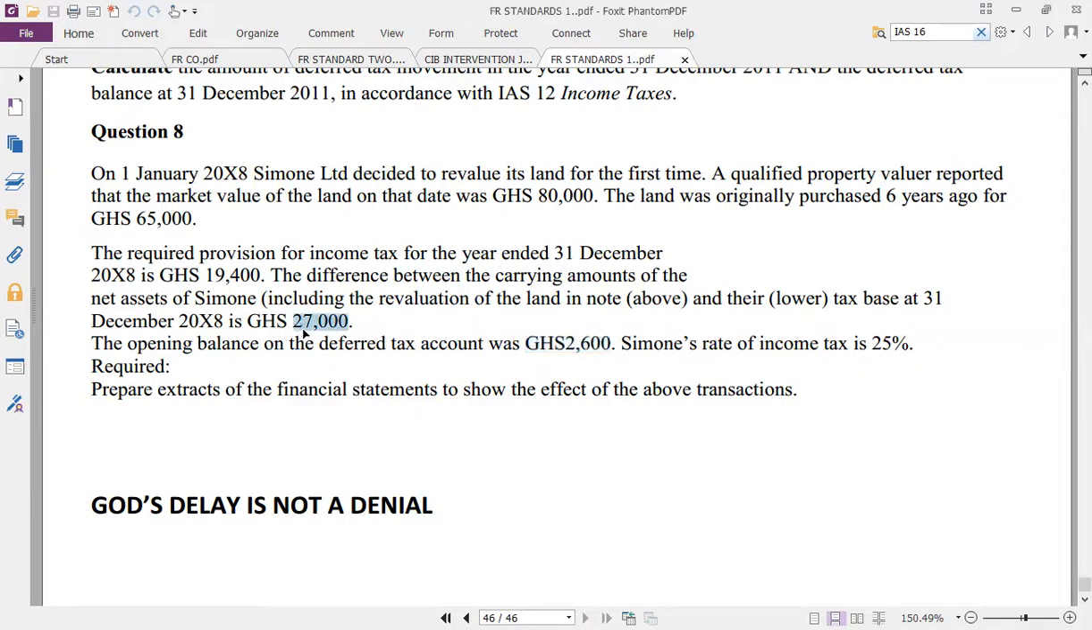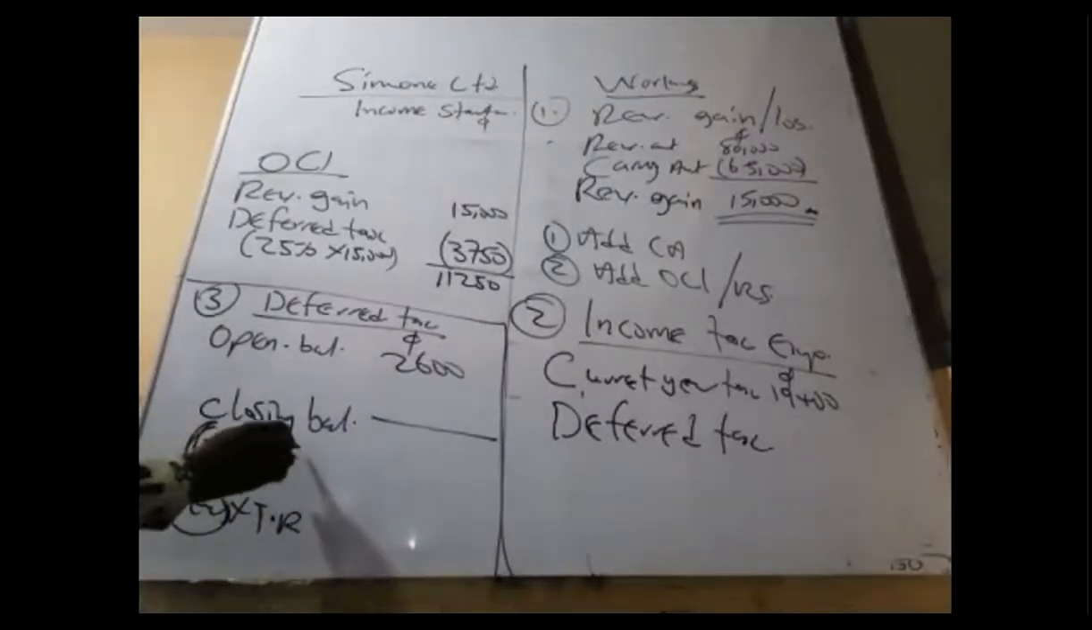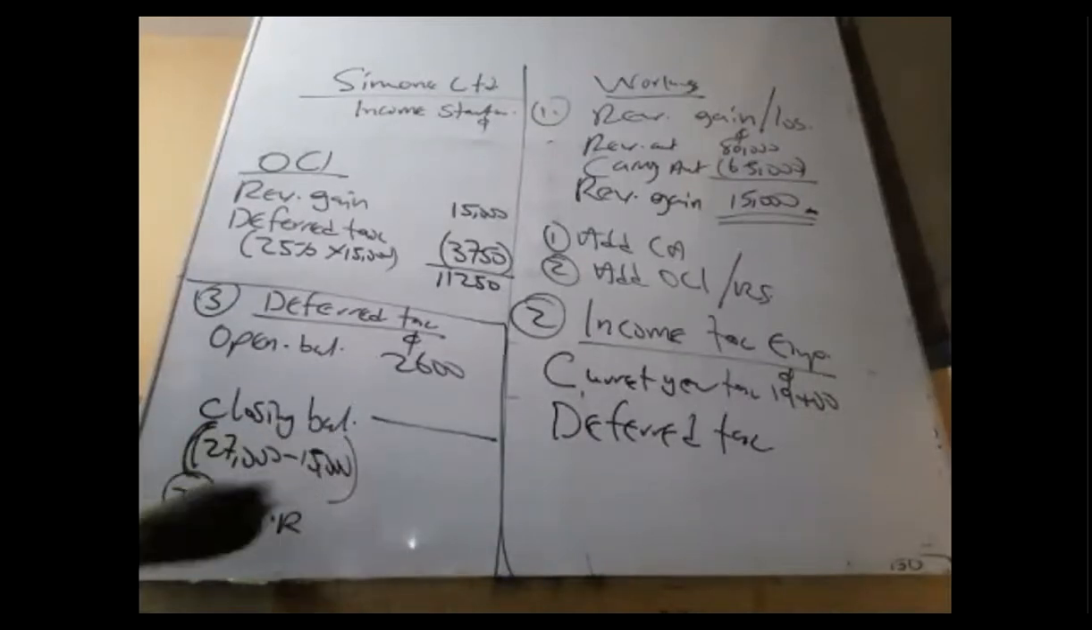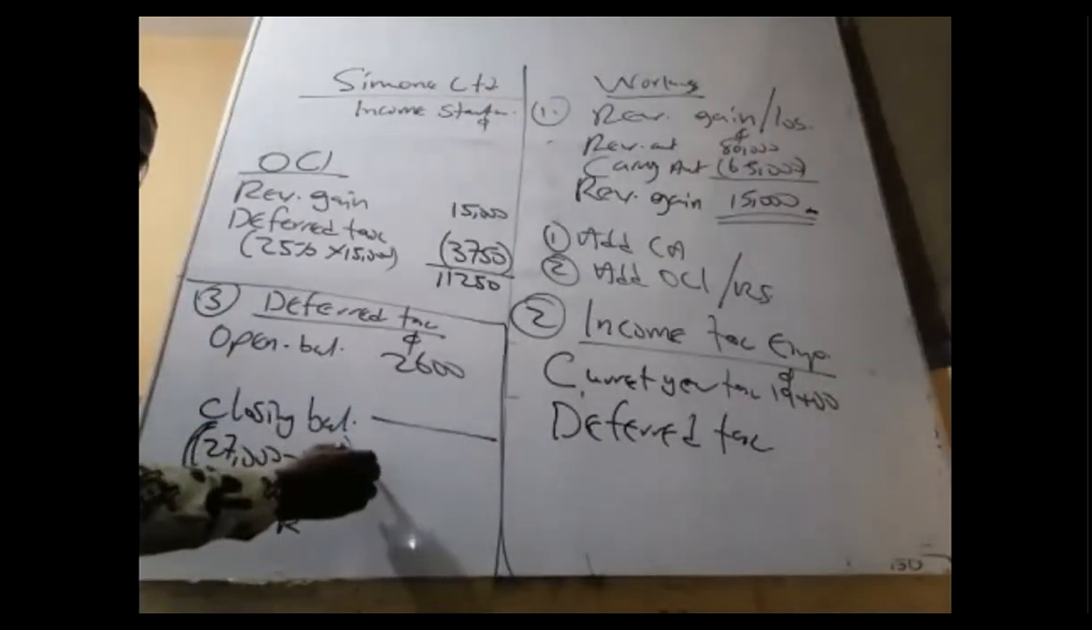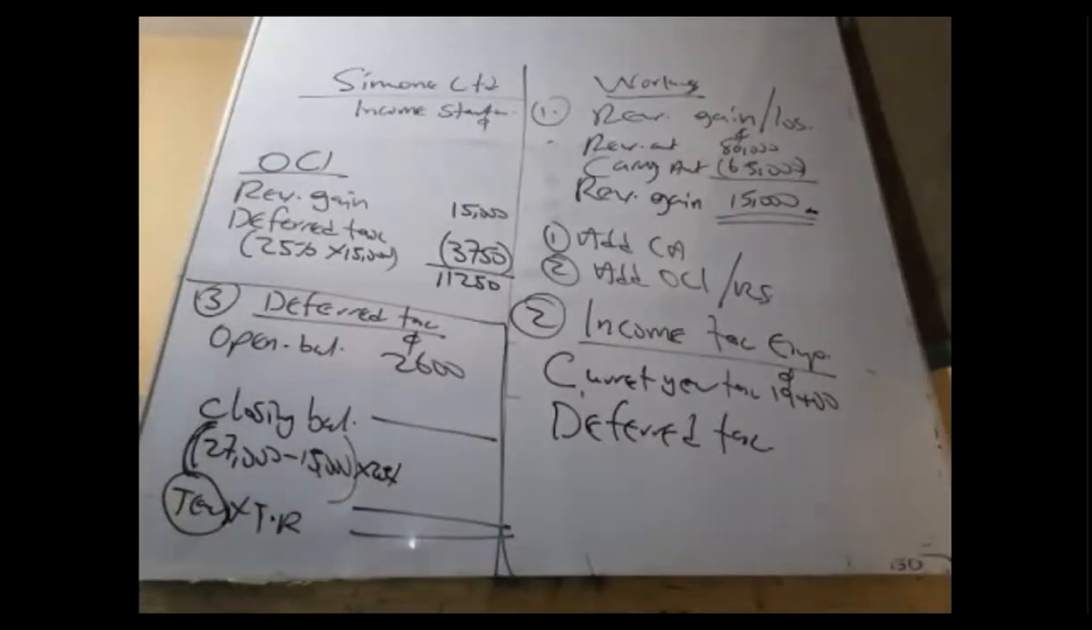And this temporary difference includes what? The 15,000 revaluation gain. So you have to take it off immediately. So 27,000 less 15,000 before we find the deferred tax provision. You have to take it off. So take note. 27,000 minus 15,000. We are taking it off immediately. Now times 25%. Please, what do you get?